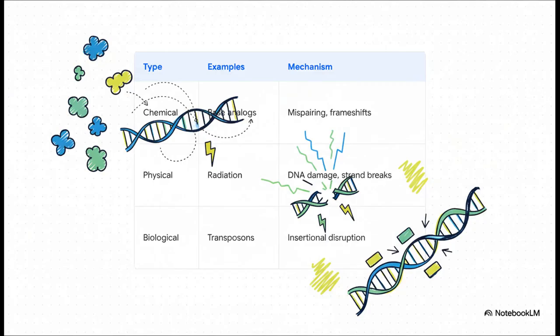We basically lump mutagens into 3 main categories. You've got chemical mutagens, which are molecules that can react with or impersonate your DNA bases. Then you've got physical mutagens, which are basically high-energy forces like radiation that physically break the DNA. And finally, you have biological mutagens, which are actually bits of DNA themselves that jump around and cause trouble.